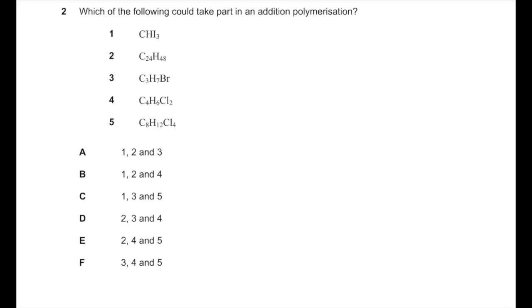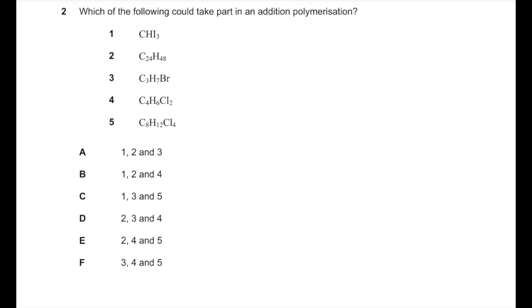Question number 2. Which of the following could take part in an addition polymerization? 1. CHI3, 2. C24H48, 3. C3H7Br, 4. C4H6Cl2, 5. C8H12Cl4. This question requires basic GCSE understanding of organic chemistry.